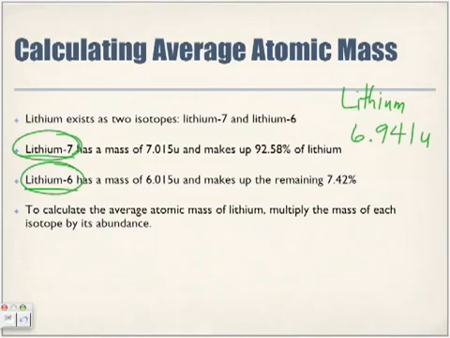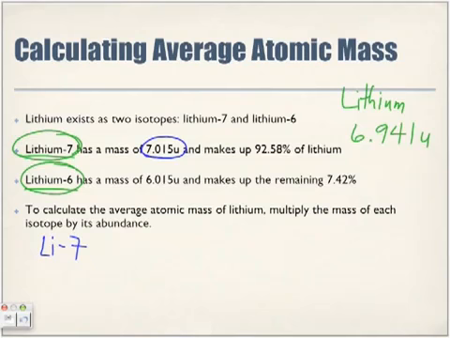But notice the atomic masses of both of them. Do they equal the atomic mass that we have in the periodic table? No, because that's the one she gave us. 6.941. Okay, so how do we figure that out? Well, we take this value.